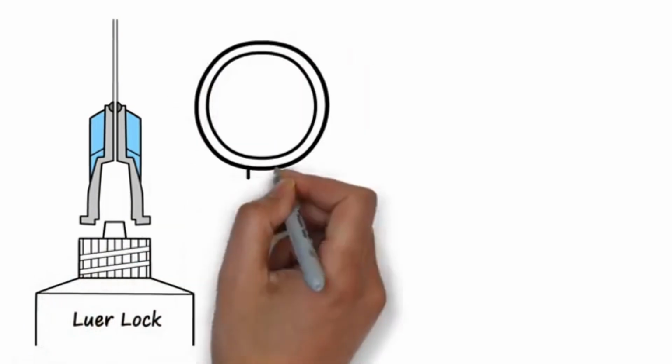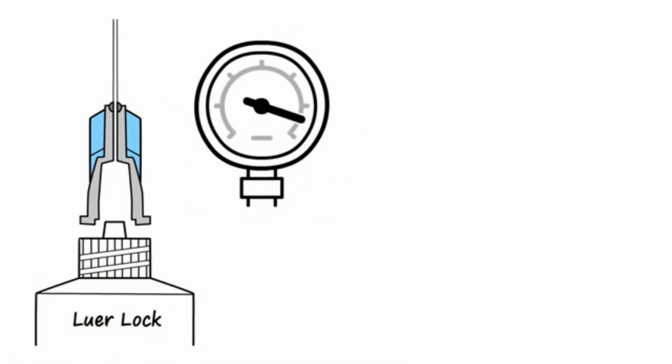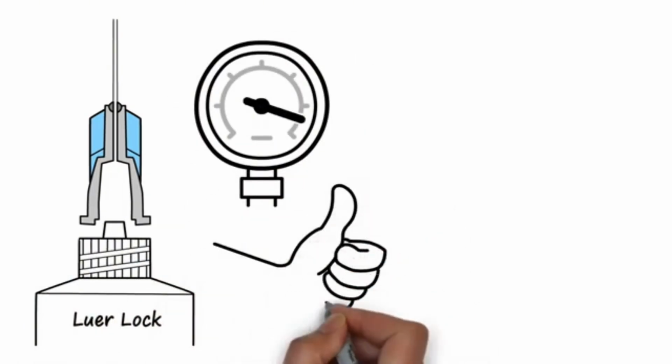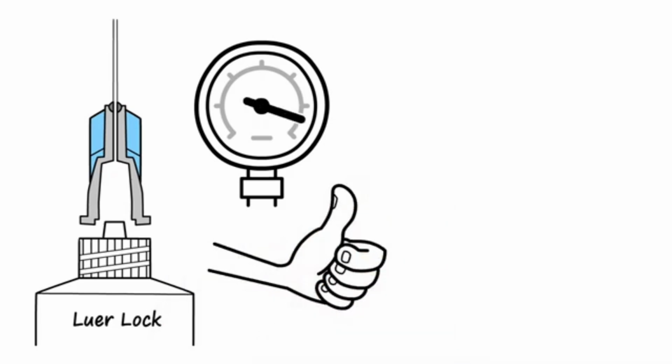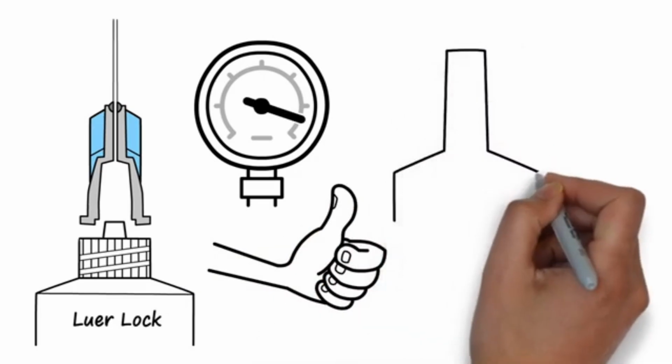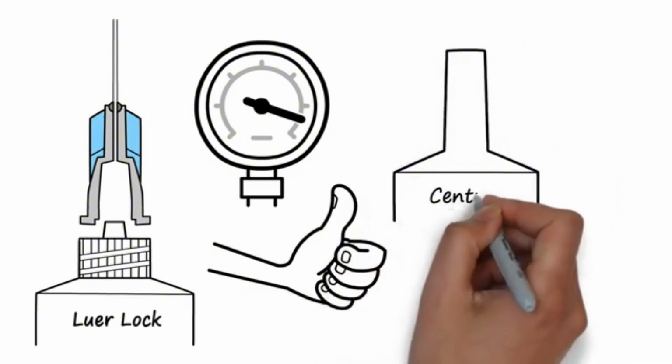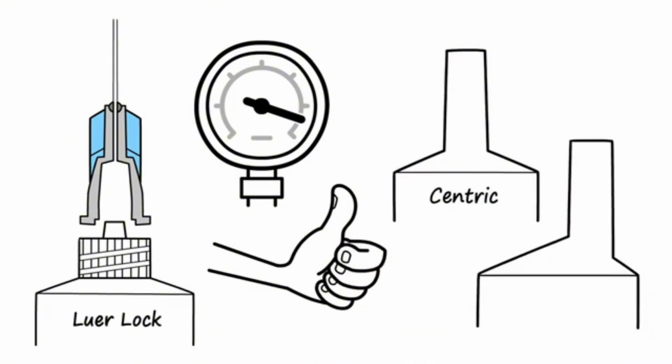This is ideal for applications which produce a high amount of pressure or to provide an additional level of security to the user. Luer slip tips can be located in either the center of the syringe, known as centric, or off to one side of the syringe, which is called eccentric.